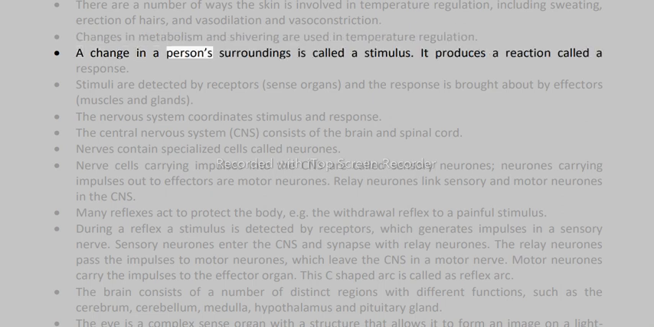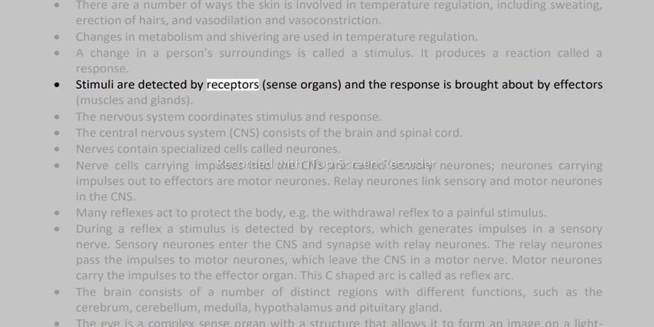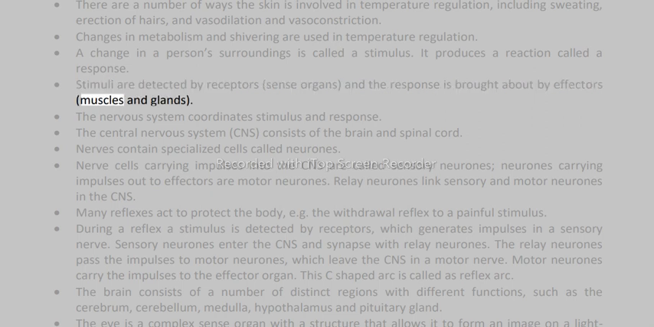A change in a person's surroundings is called a stimulus. It produces a reaction called a response. Stimuli are detected by receptors, sense organs, and the response is brought about by effectors, muscles and glands. The nervous system coordinates stimulus and response. The central nervous system, CNS, consists of the brain and spinal cord.